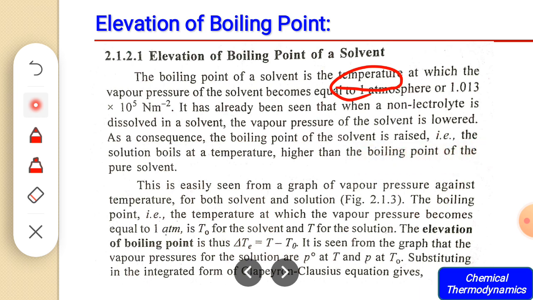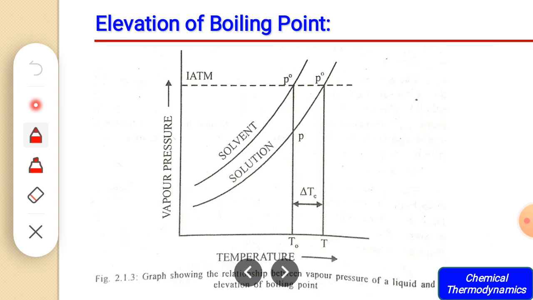Suppose the boiling point of the solution is indicated by T, and that of the pure solvent is T0, then the elevation in boiling point, delta Tb, is indicated by T minus T0. So this can be simply shown here.